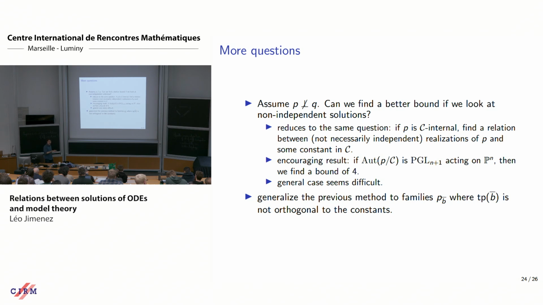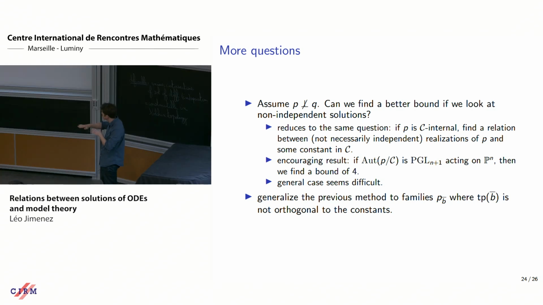And what's encouraging here, and that's kind of what we have so far, is that for the worst possible case, in the independent case, which is PGLN plus 1 acting on Pn, we actually have a bound of 4, by doing some geometrical argument, you pick points in a line, stuff like this. But the general case seems kind of too difficult at that point, at least to me. So that's one thing, and it would be nice to have a lower bound here.